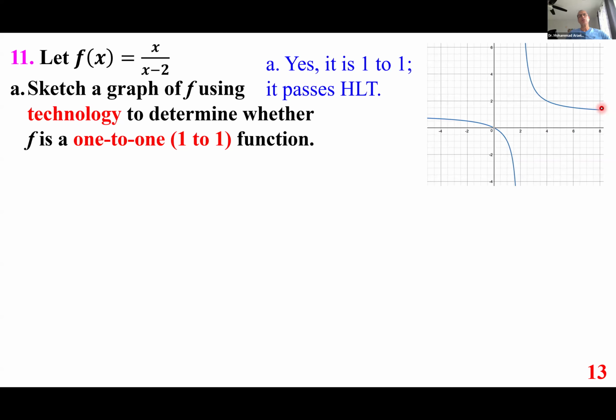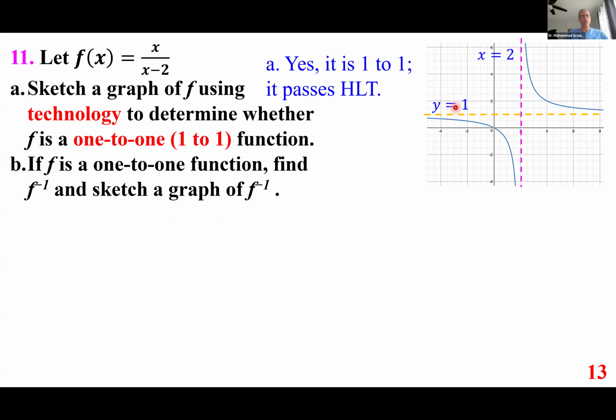Now, notice we can draw the horizontal asymptote and the vertical asymptote. The vertical asymptote is x equals 2. For the horizontal asymptote, the top and the bottom both have degree 1. The coefficient of x is 1 at top and 1 at the bottom, so y equals 1. So those are the asymptotes. So it's a fairly fast and easy graph. So yes, it is a one-to-one function because it passes a horizontal line test.